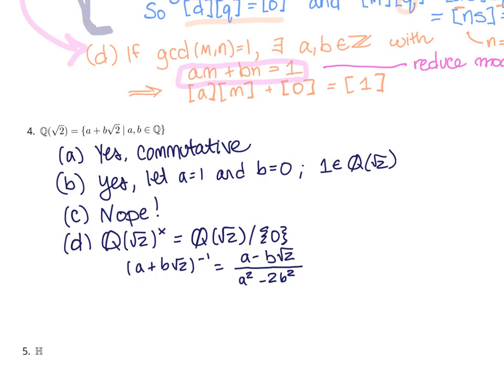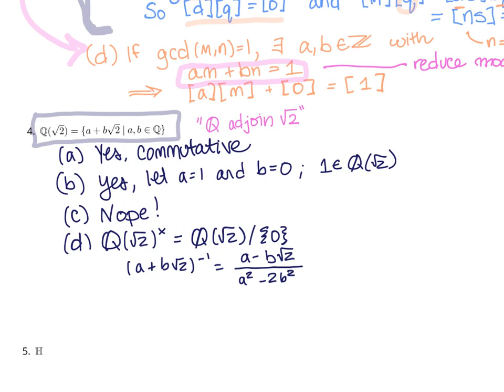All right, our fourth example, we are looking at Q adjoin root 2, the rationals adjoin the square root of 2. So this is all real numbers that look like a plus b times root 2 for a and b in the rational numbers. Yes, this is a commutative ring. Good news. In particular, we're dealing with real numbers, and they interact as real numbers should, so we have that commutative property inherited. Similarly, we have an identity. This is a ring with an identity. If a is 1 and b is 0, you've got 1 in the form a plus b root 2.